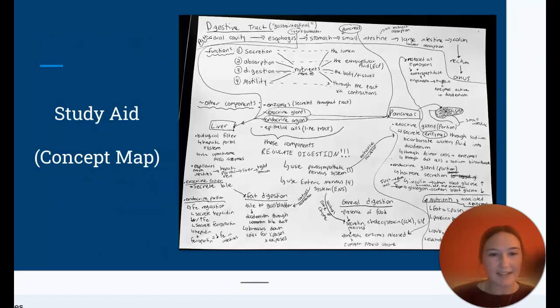And so this last slide is a concept map, a study aid for all the information we just went over. And you can use this to help study for a test. You can put a paper over parts of it and slide it and teach yourself, and guess the answers, and it will help you learn the material.